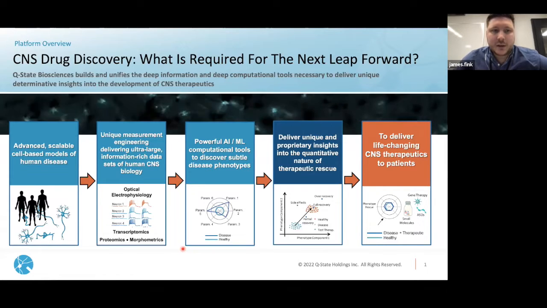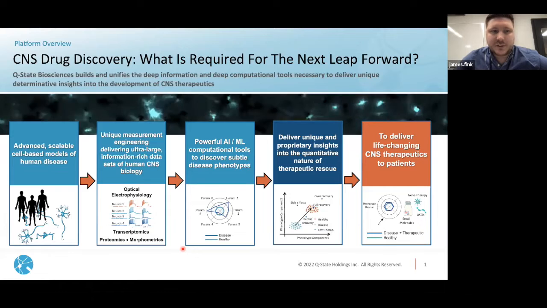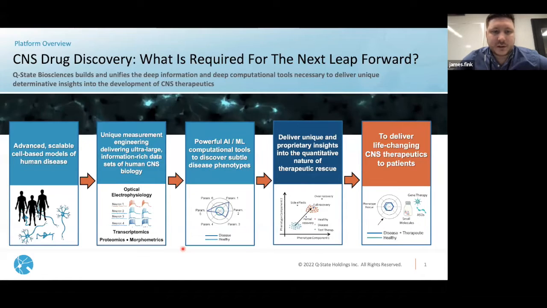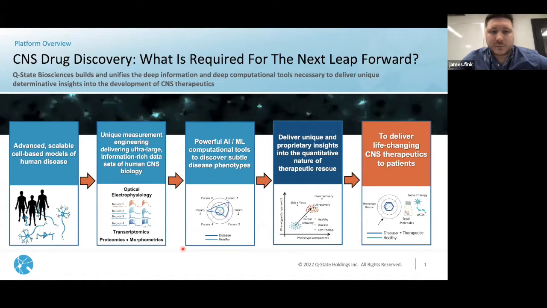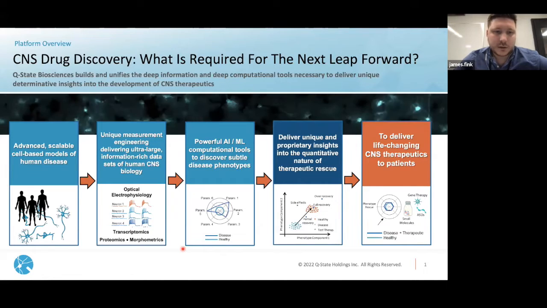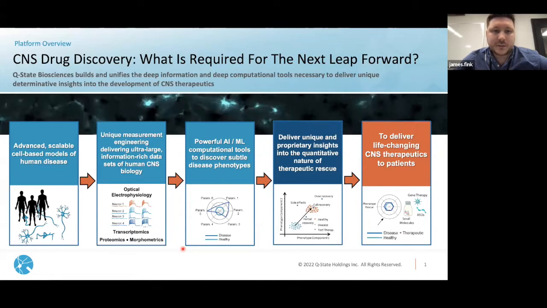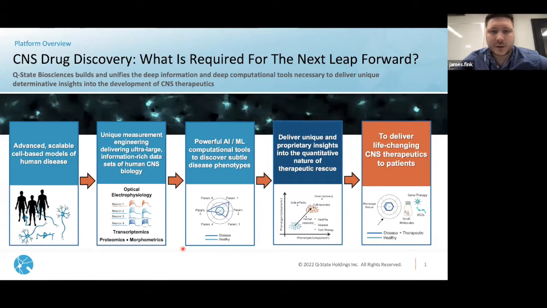We have advanced scalable cell-based models of human disease. These are primary human tissues, iPS-derived neurons, cell types from other species that are relevant for toxicology and toxicity studies. And through our unique measurement tools and some of our molecular biology tools and engineering in-house, we are able to record neuronal activity in a high throughput way that allows us to get information from around 500,000 cells per day. And you'll hear that a little bit throughout the talk.